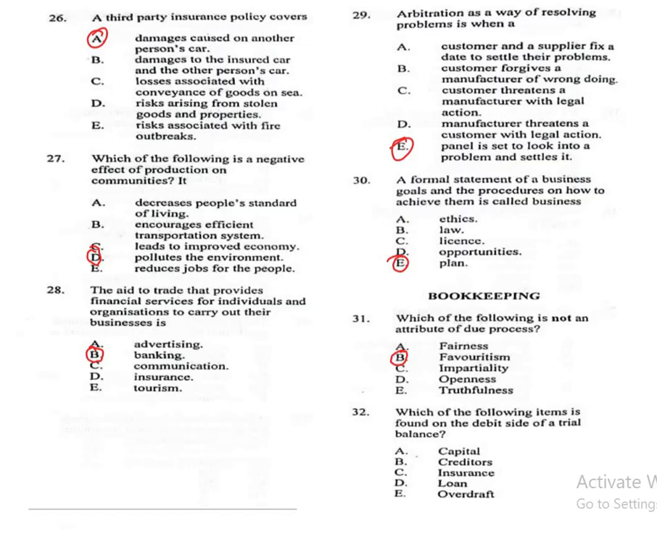Question 32. Which of the following items is found on the debit side of a trial balance? A. Capital. B. Creditors. C. Insurance. D. Loan. E. Overdraft. The correct answer is C. Insurance.